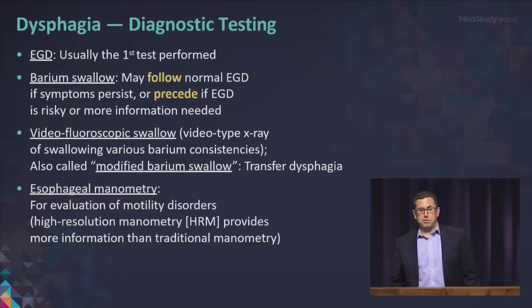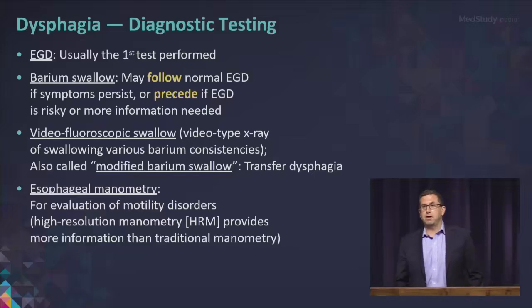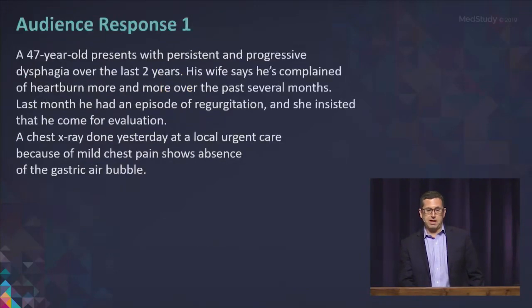There's something called a video fluoroscopic swallow study, also referred to as a modified barium swallow. People ingest barium, and then you take a video and you can see how the anatomy is working together to get the food bolus back into the upper esophagus. And then there's esophageal manometry, a test that evaluates for motility disorder, so it looks at how the esophagus contracts. We have a new technology called high-resolution manometry, which provides more information than traditional manometry, and I have some examples of that.